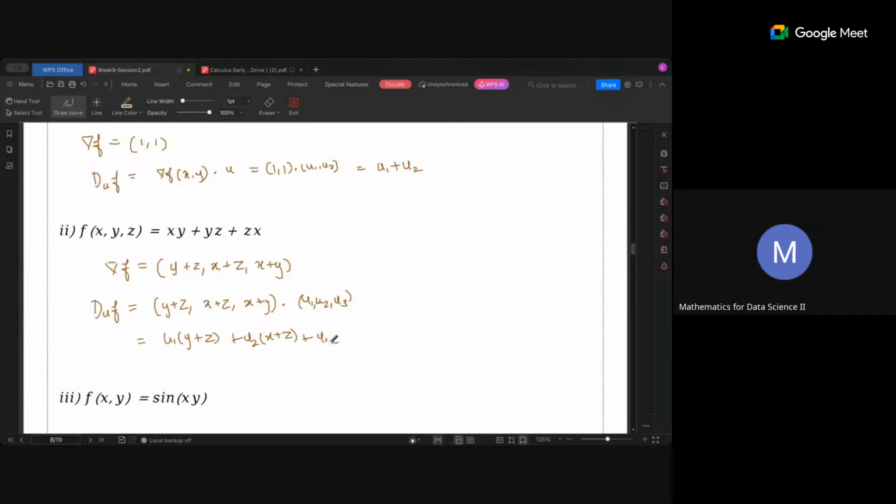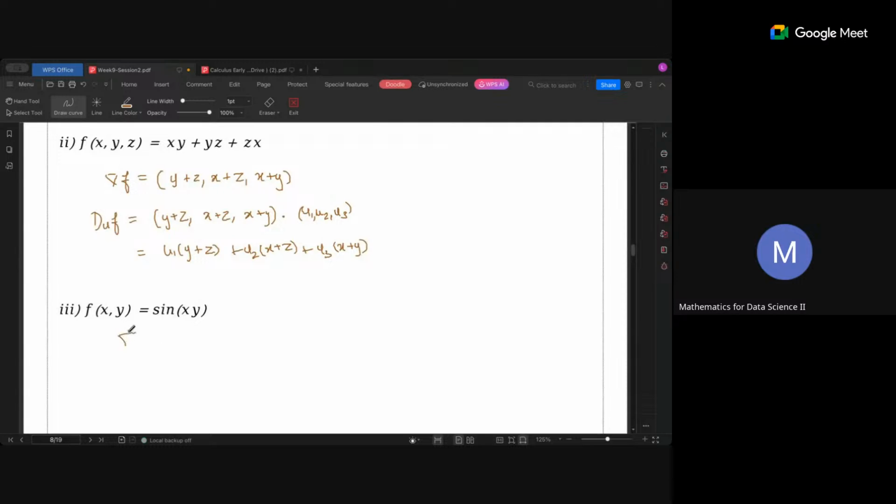Okay, fine. What about the third one? Y cos xy, x cos xy. And what is the directional derivative? Straight away you can tell: u1 y cos xy plus u2 x cos xy. Okay, fine.